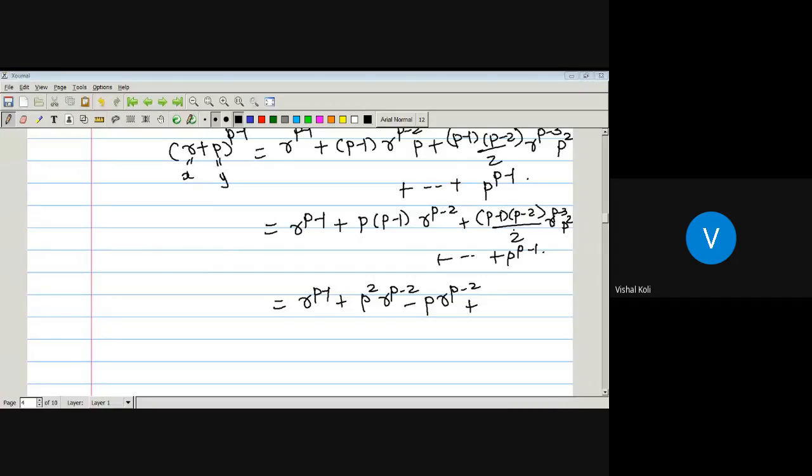What is the value of this term? p minus 1 into p minus 2 divided by 2 into r to the power p minus 3 into p square. As p square divides this, what is the remainder when this term is divided by p square?